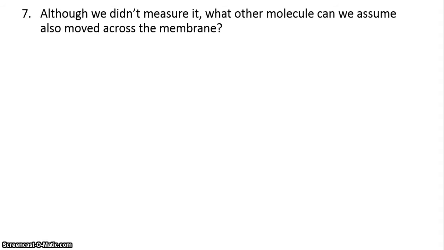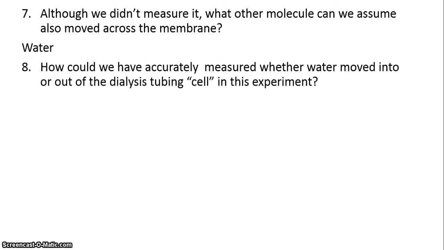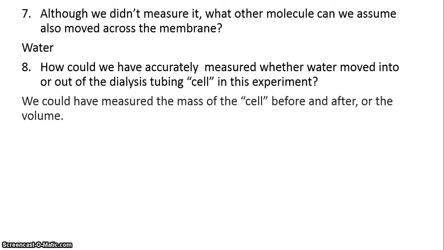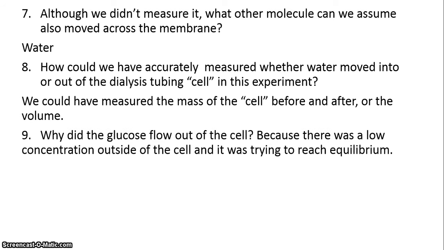We didn't measure it, but we can assume that water also passed through that membrane. We had a much higher concentration of water outside than inside, and so we assume that it passed through the membrane. We could measure the cell before and after. We could look at its volume or its mass, or we could look at the volume before and after of the outside environment of the cell to try to measure whether or not water has passed through or how much water would have passed through.